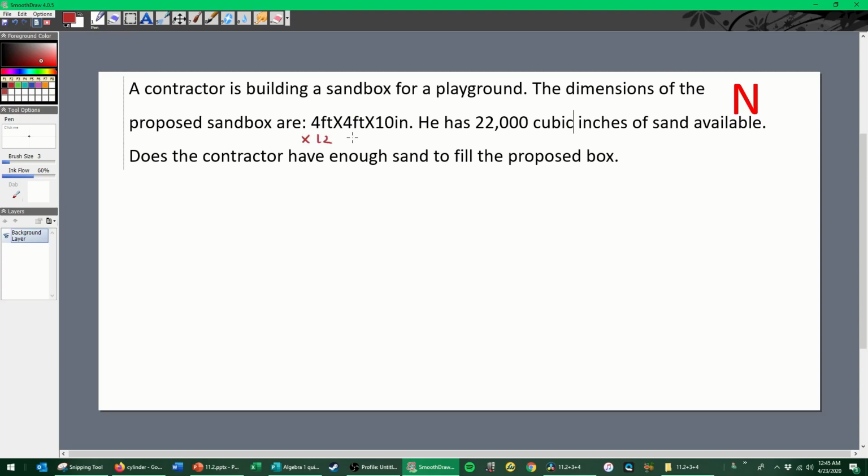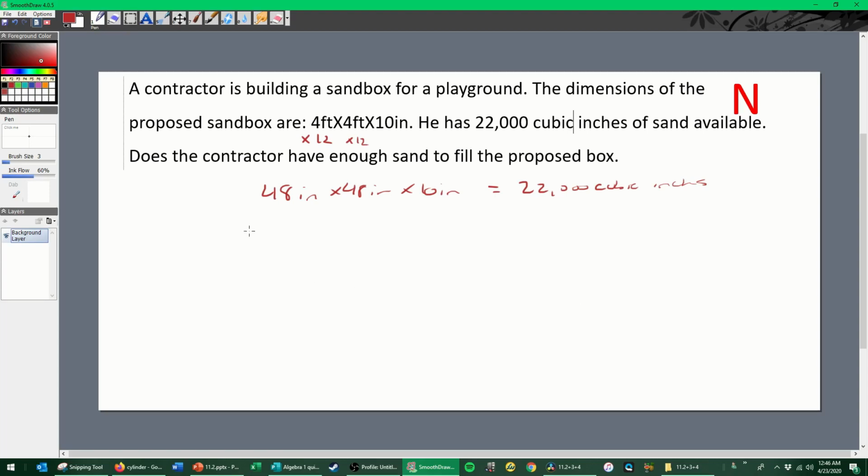So I'm going to multiply my feet by 12. And this is going to give me a sandbox of 48 inches by 48 inches by 10 inches. And I need to know, does that give me 22,000 cubic inches? Right. So we'll make 22,000 cubic inches, fill that sandbox right up to the top for the grand opening of this playground.